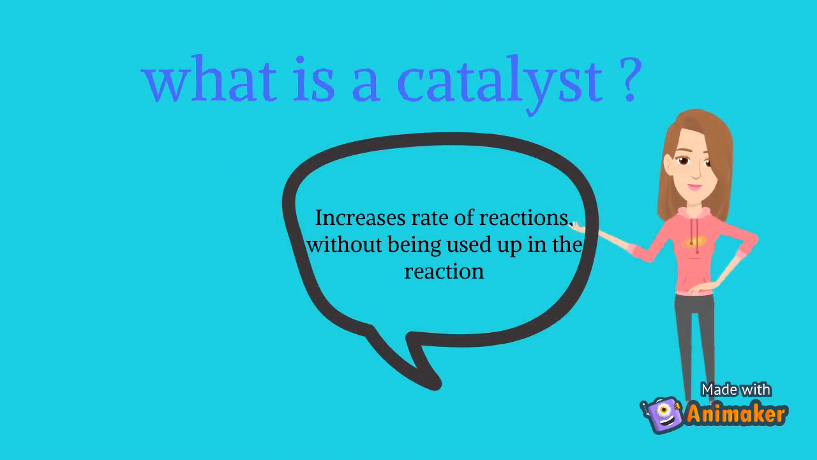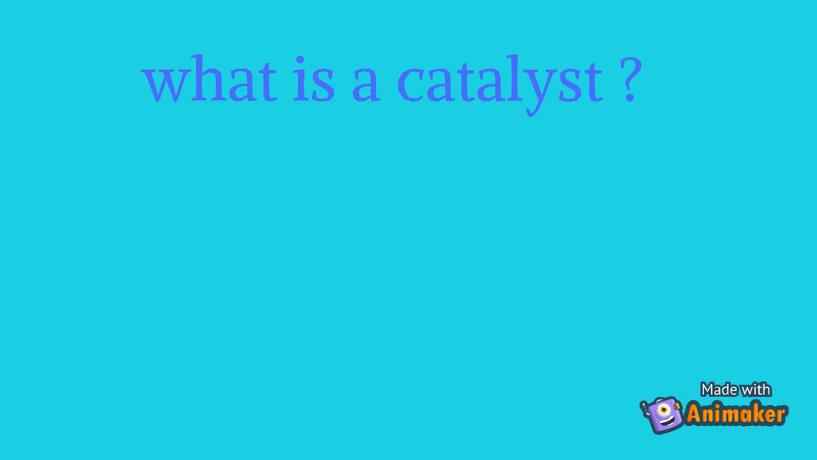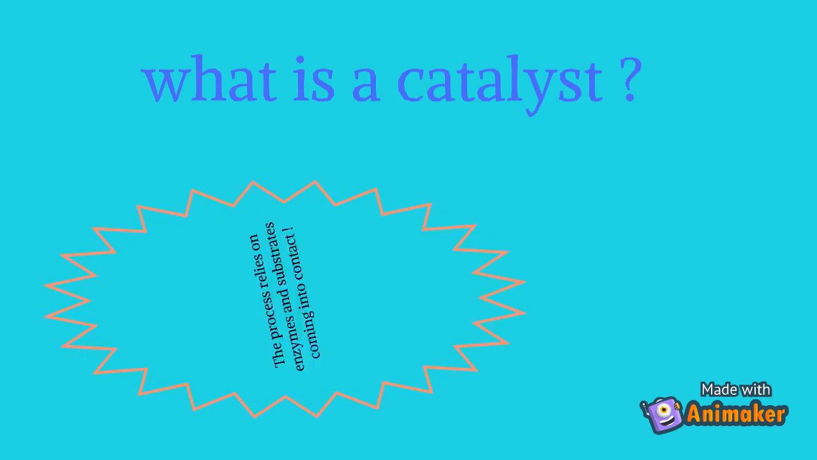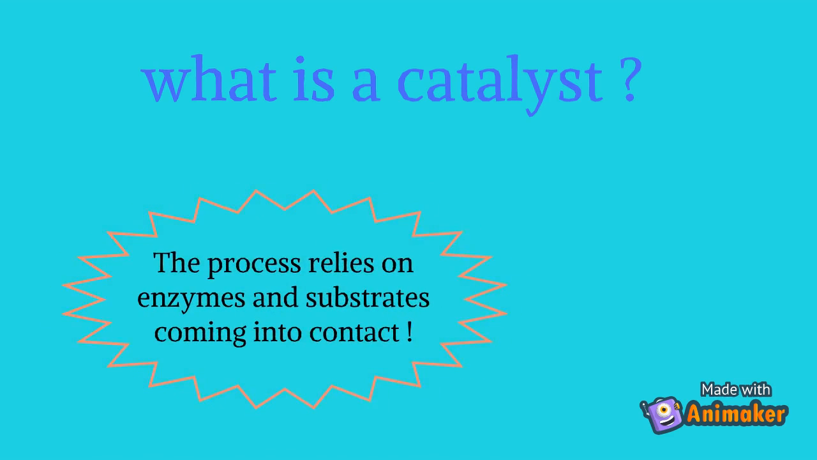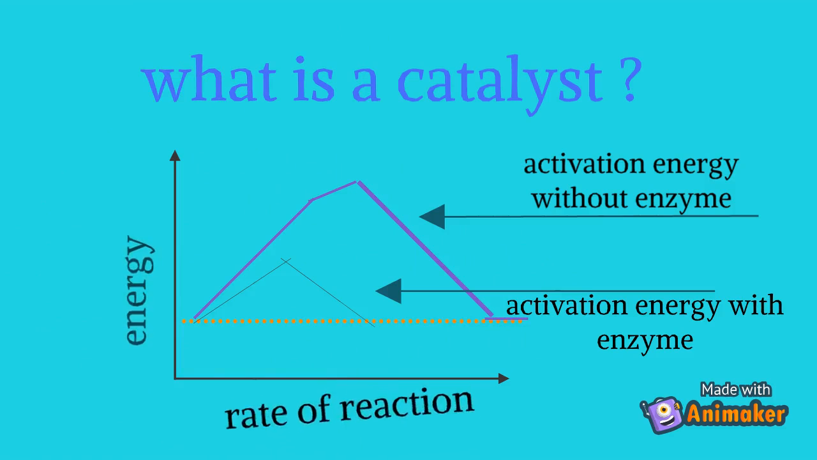So what does a catalyst do? A catalyst accelerates the rate of reaction. The rate of the reaction depends on the specificity of the enzyme, and it is based on probability because for the reaction to happen in the first place, the enzyme needs to come into contact with the substrate. In other words, the enzyme can't catalyze the reaction if the enzyme and substrate never come in contact with each other.